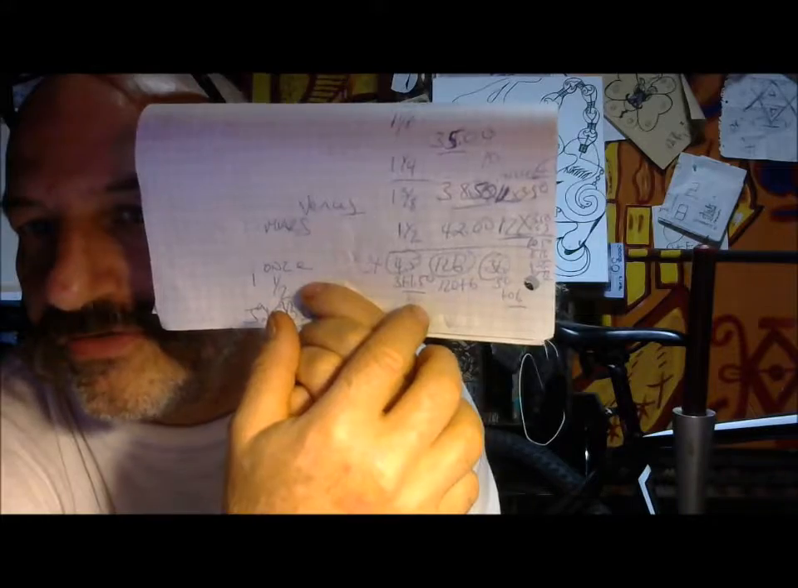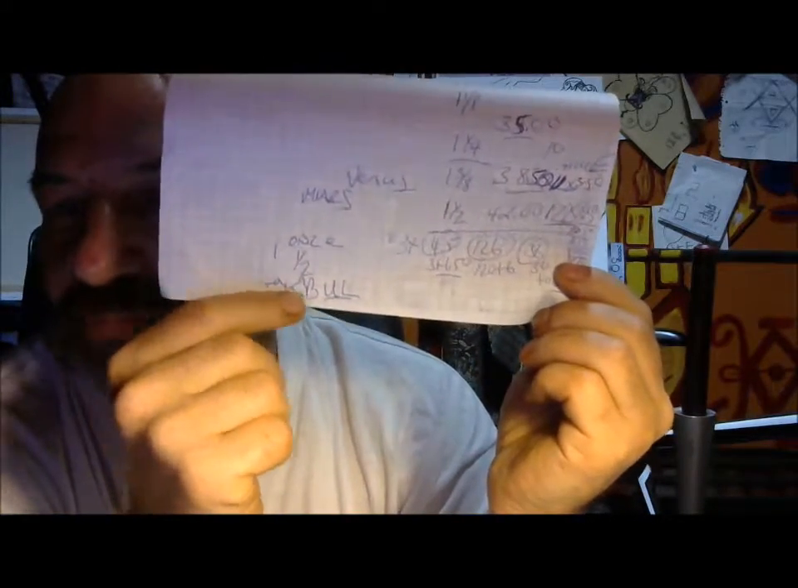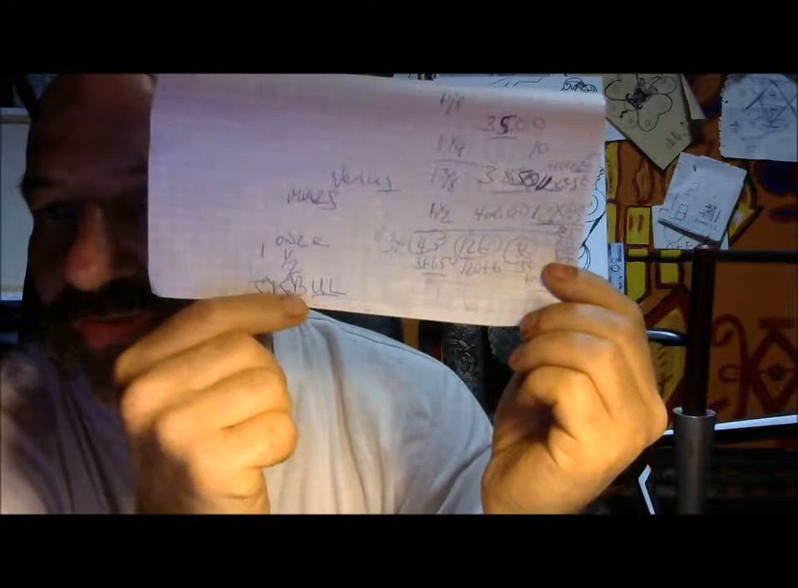Everything runs out of Mars. What does it end up saying? 1 ounce and a half? Jack is the bull. Because those are the numbers.